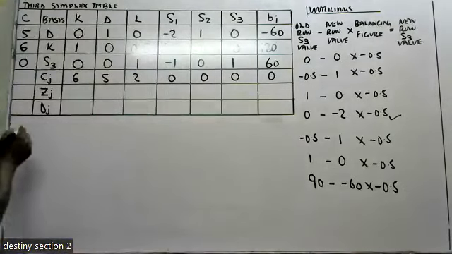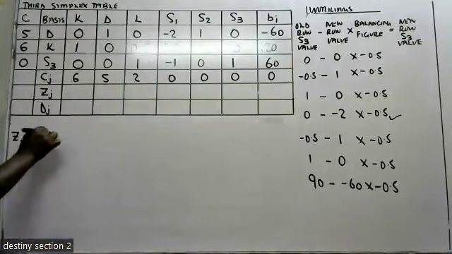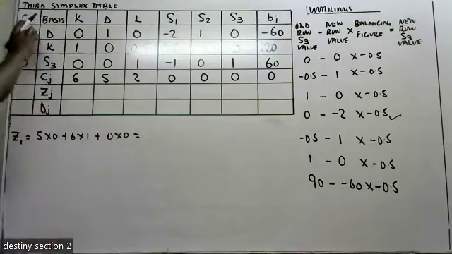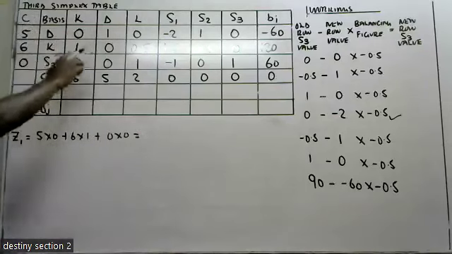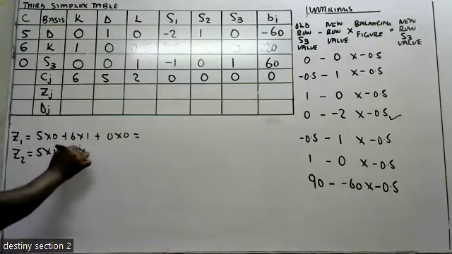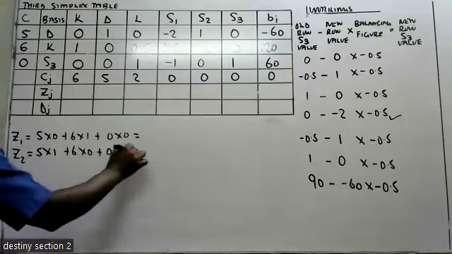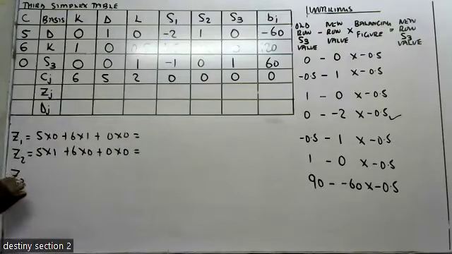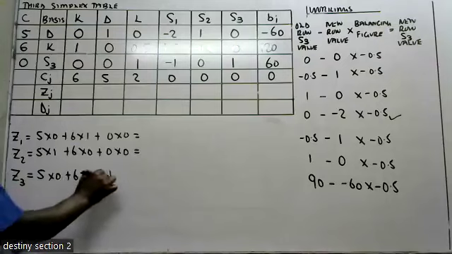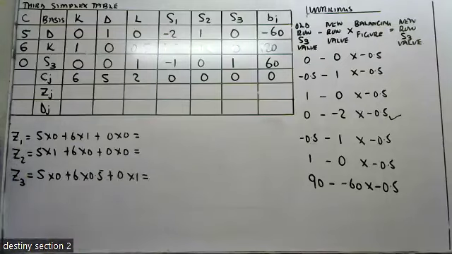Now in the Z's, Z1 will be 5 times 0 plus 6 times 1 plus 0 times 0. We are taking these values in column C, multiplied by the corresponding values here. Z2 will be 5 times 1 plus 6 times 0 plus 0 times 0. Z3 is 5 times 0 plus 6 times 0.5 plus 0 times 1.